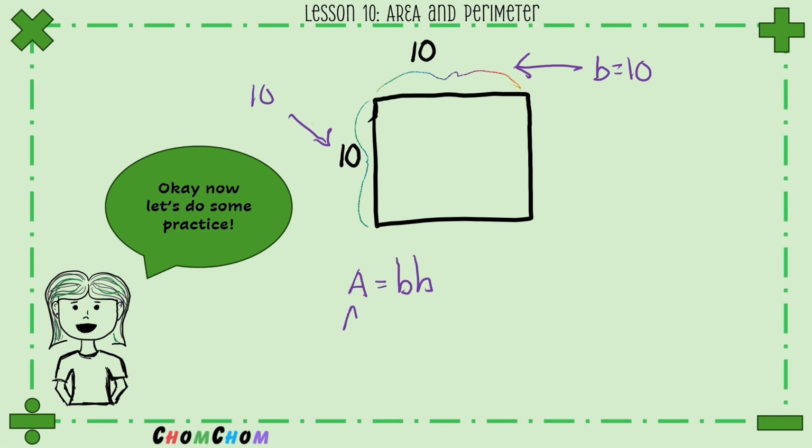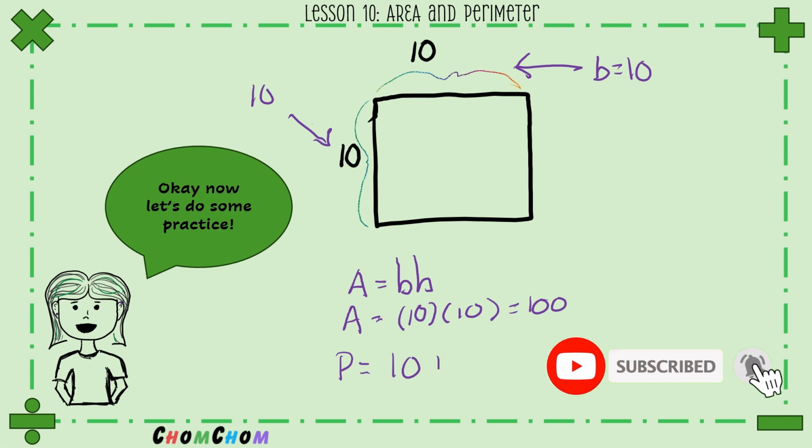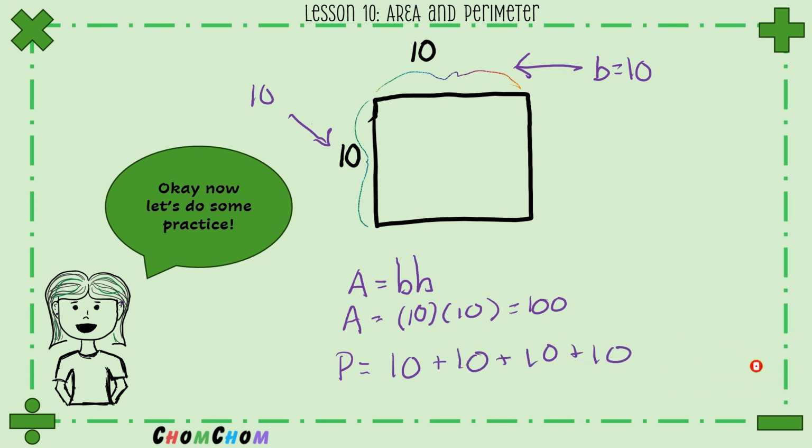So what we do is we plug our numbers into the equation, and we just have to multiply, which gives 100. Now for perimeter, we know that each side is equal to 10. So we have 10, 20, 30, 40. So our perimeter is equal to 40.